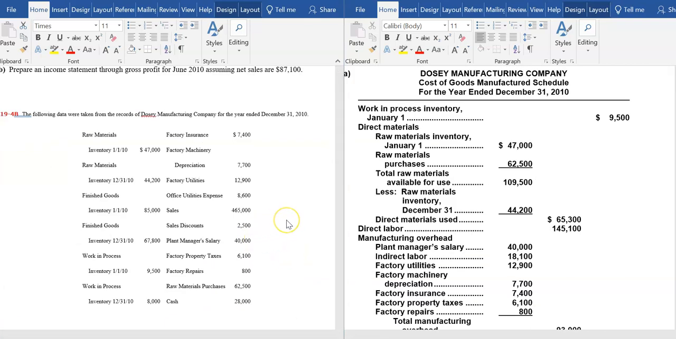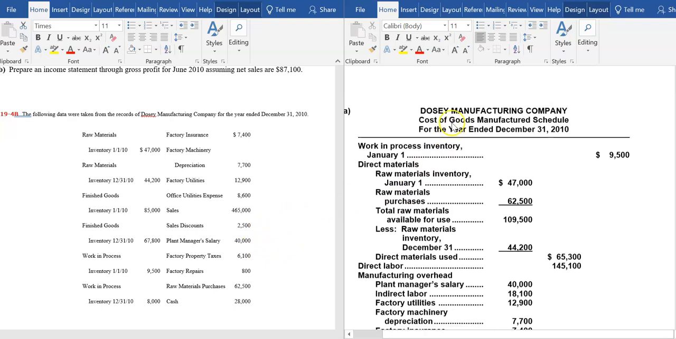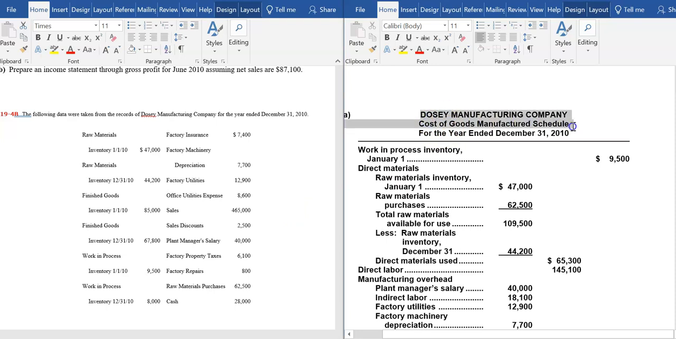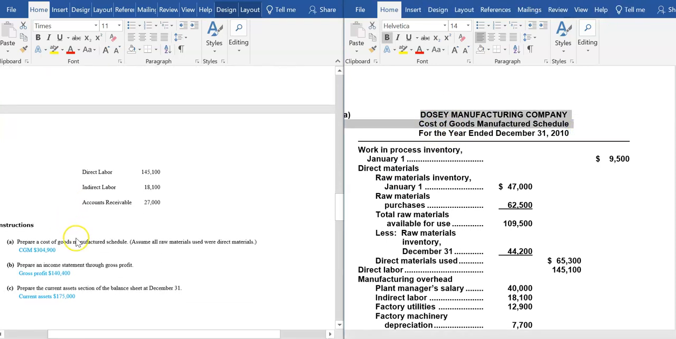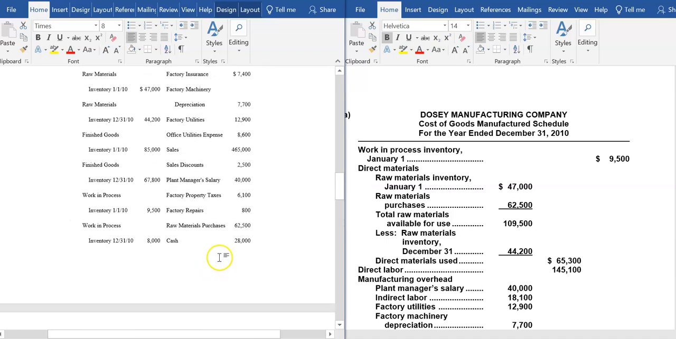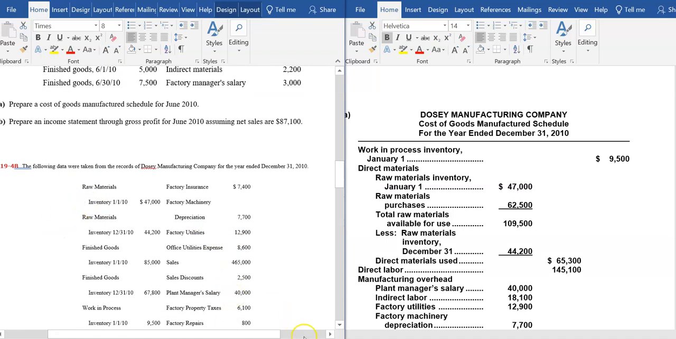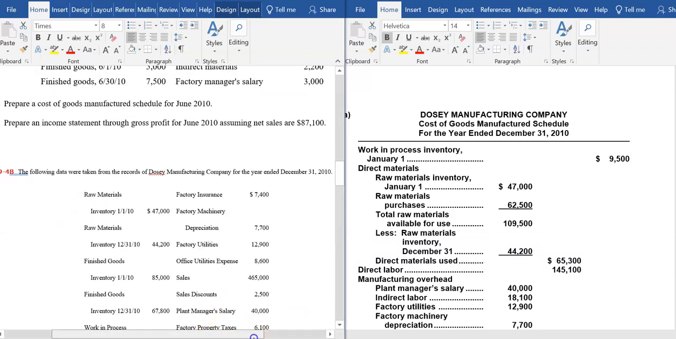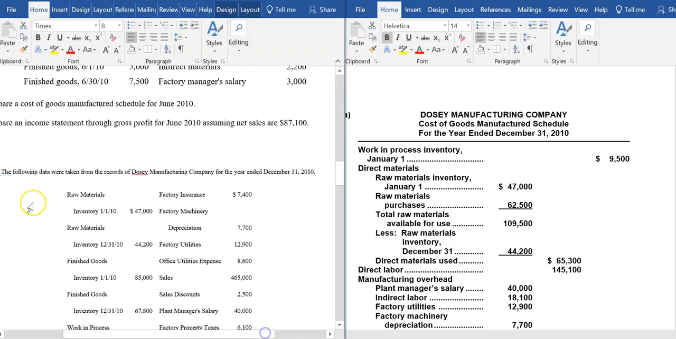Okay, our final problem here is going to have us prepare the cost of goods manufactured schedule, just like we did in the prior problem, along with another income statement through gross profit, and finally the current asset section of the balance sheet on December 31st. Here we have, let me make this a little bigger, the information that was taken from this manufacturing company as of December 31st of 2010.